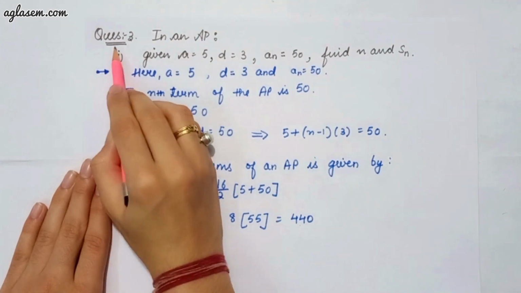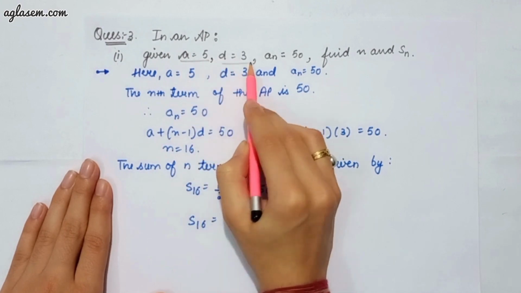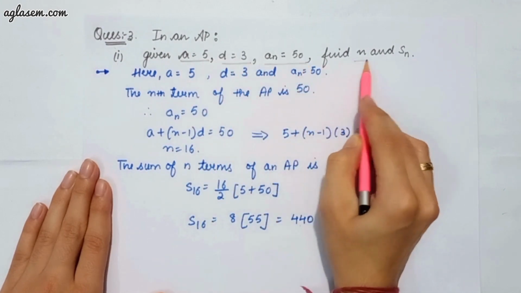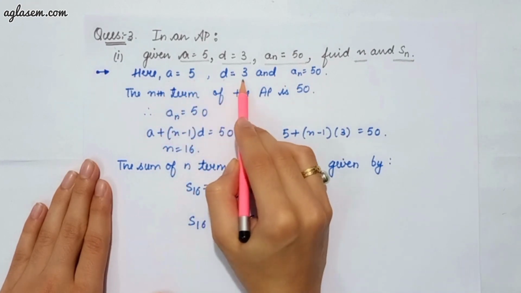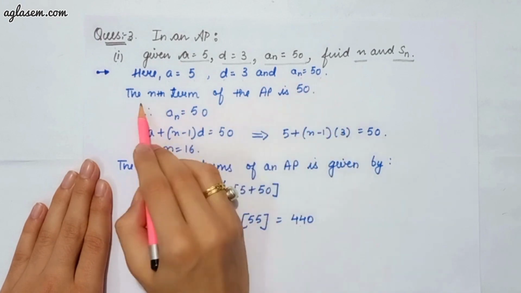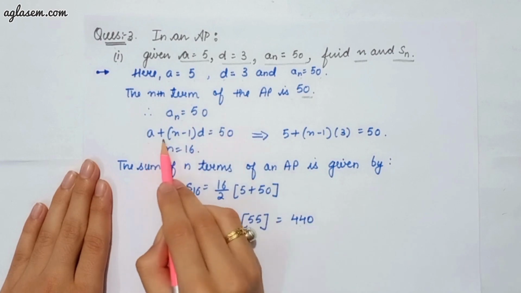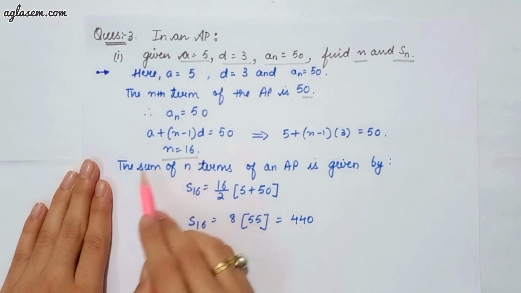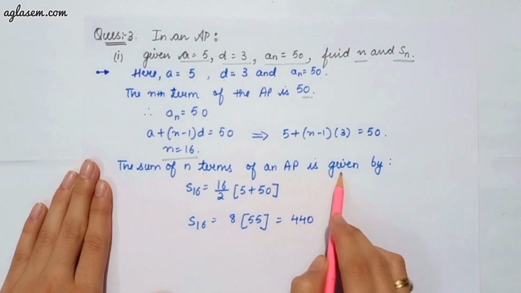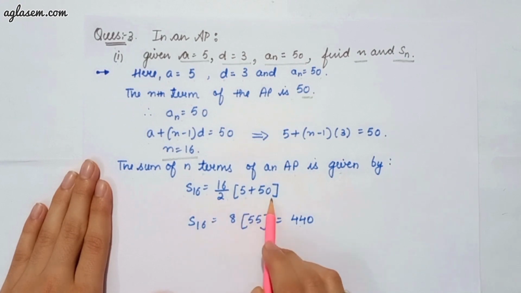Moving to our question number 3, the first part says in an AP, given a 5, d 3, an 50. We have to find n and Sn. Here a is given, that is 5, d is given, that is 3, and an is given, that is 50. So the nth term of the arithmetic progression is 50. So a plus (n minus 1) into d equals 50. Now we will get n as 16. So S16 is equal to 16 upon 2 into (5 plus 50). Further solving this, we will get 440.